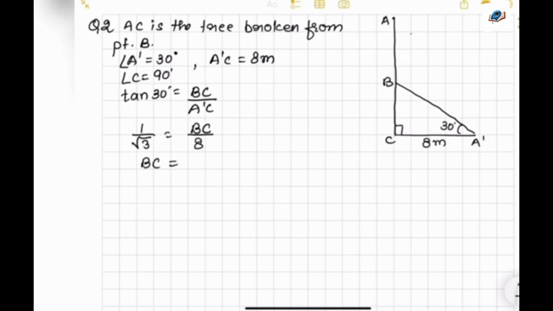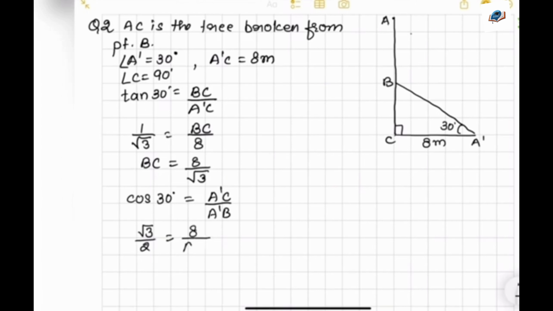So can I say cos 30 will be equal to base upon hypotenuse. Base is A dash C upon hypotenuse, so A dash B. So cos 30 will be equal to root 3 by 2 equal to A dash C, so that is 8 meter upon A dash B. So A dash B equal to 16 by root 3.